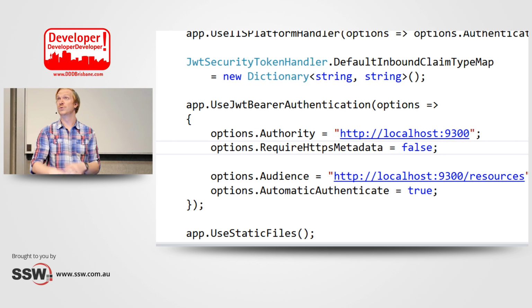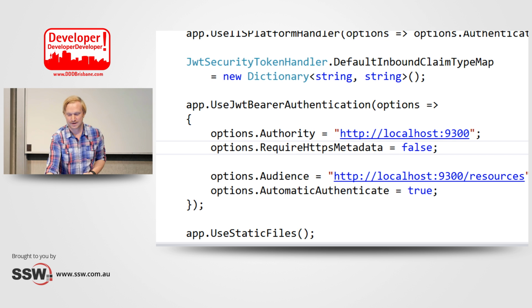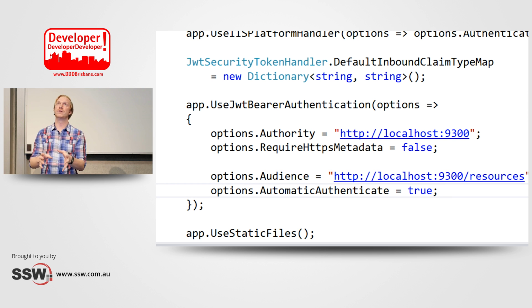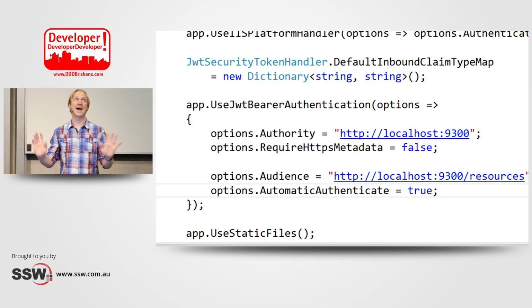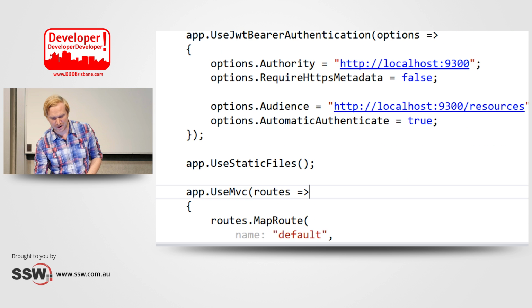I'm going to say that I don't care about SSL for now, but once you're in production, you want to make sure that you don't have this. And I'm also configuring the audience, and I'm saying just challenge this automatically. Make sure that everything is okay. I don't want to do anything manually. Just handle all the cookies and everything for me. And that is pretty much it.